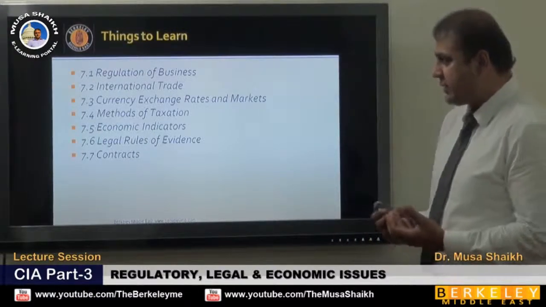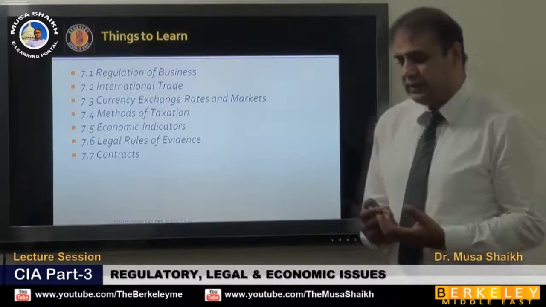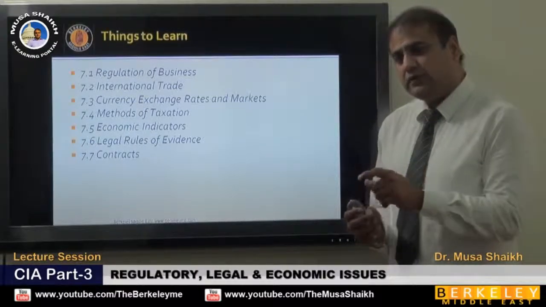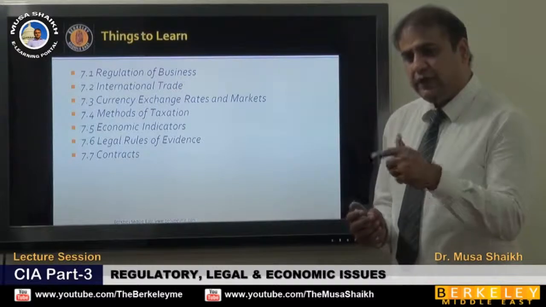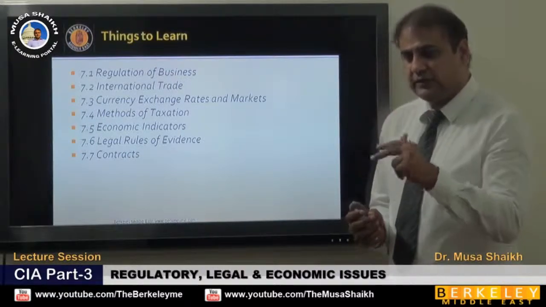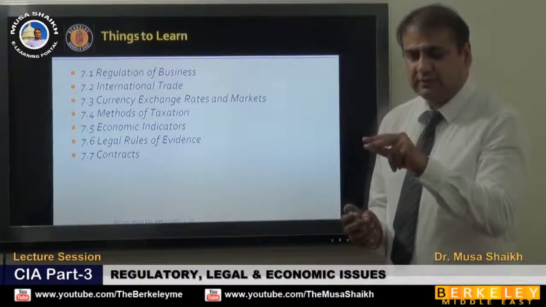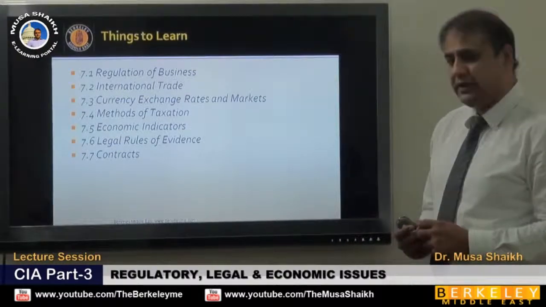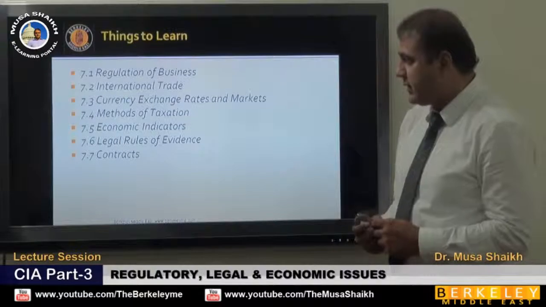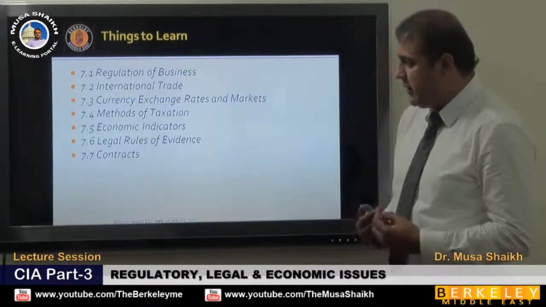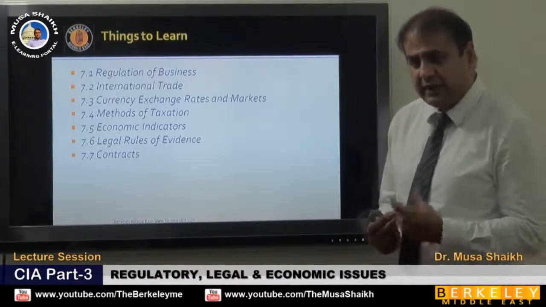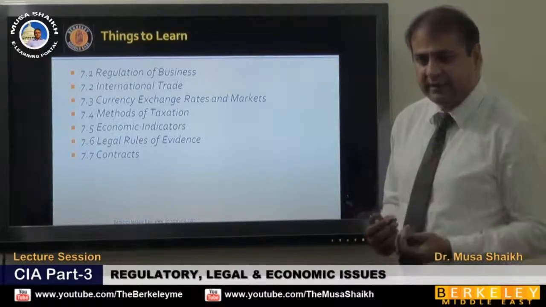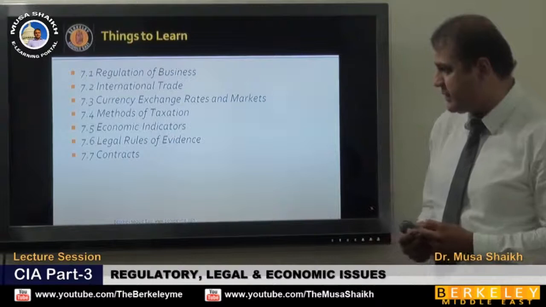Currency exchange rate and market: we have to understand that when we compare dollar versus pound and pound versus euro, every day there is a fluctuation. What is this comparison, why it goes up and down, what are the different methods for determining the exchange rates. And then we're typically in the taxation environment like direct tax, indirect tax, value-added tax, capital gain tax, what are the methods we'll discuss.